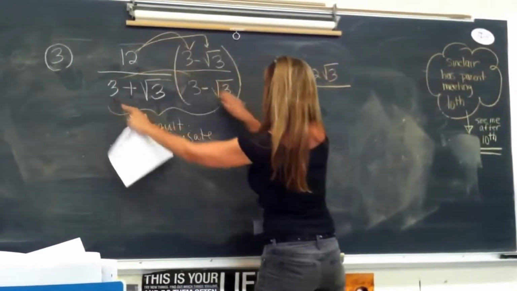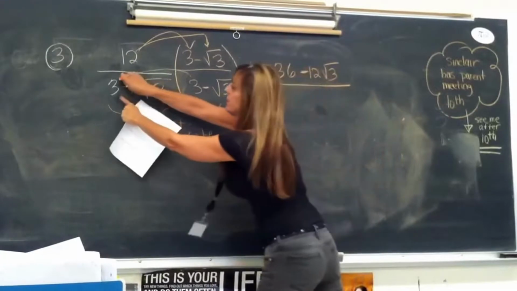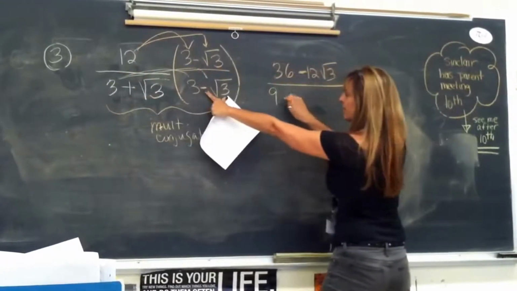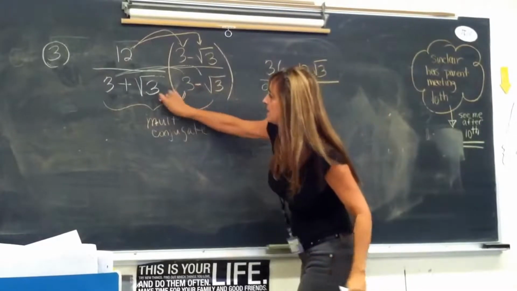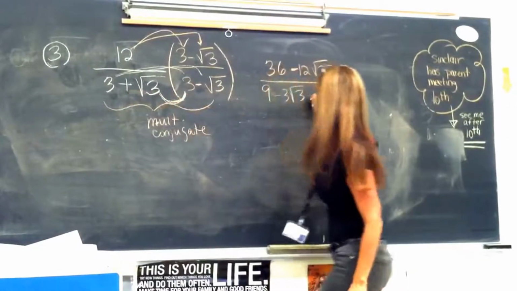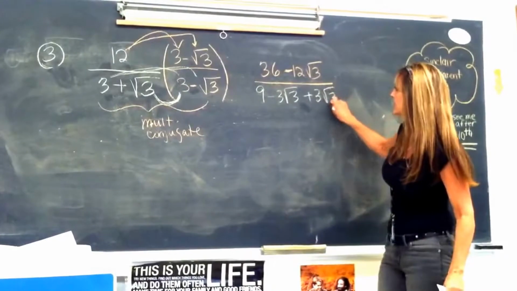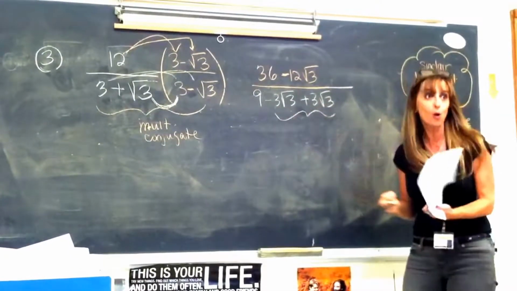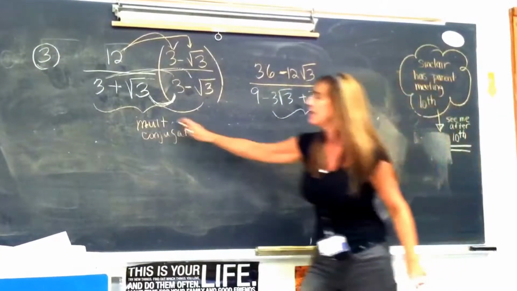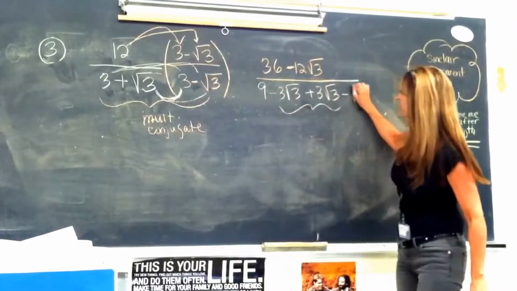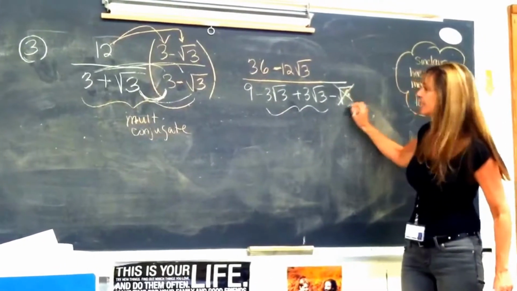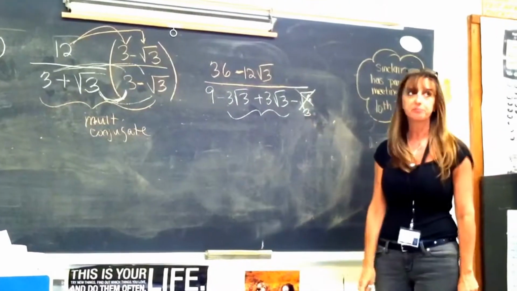3 times 3 is 9. 3 times negative rad 3 is negative 3 rad 3. 3 times rad 3, positive 3 rad 3. See how they cancel out? Always with conjugates. And then the last term, rad 3 times negative rad 3 is negative rad 9, which really is 3.